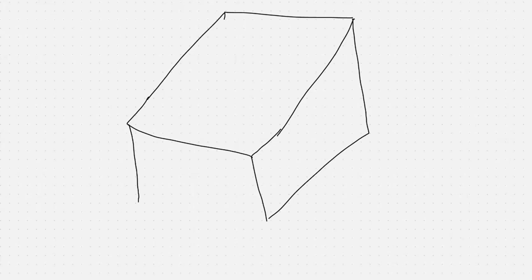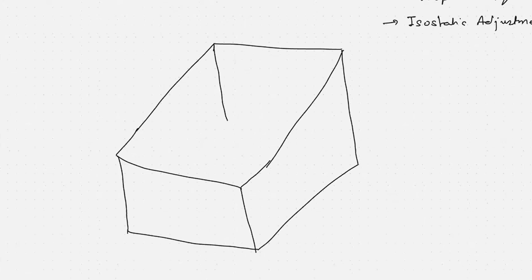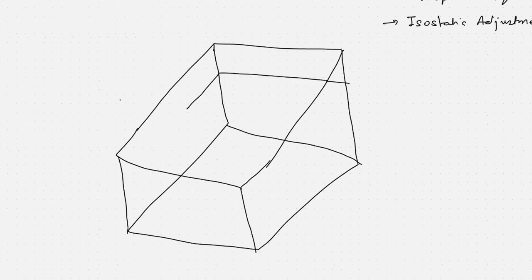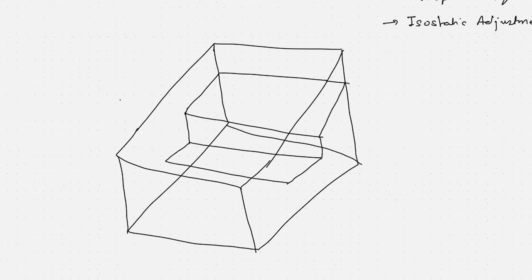So here we'll be seeing that here we have presence of step-like features. And the water is flowing in between it. Okay, so this has resulted into the formation of a channel-like gradient.